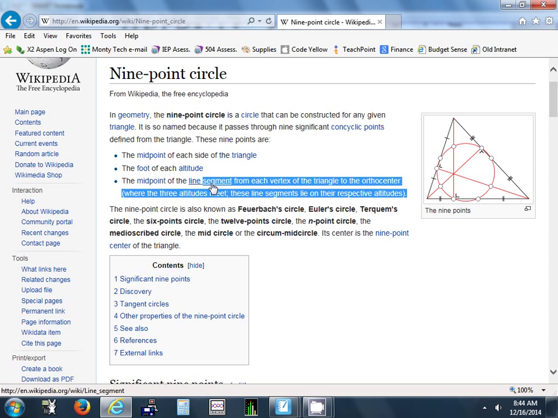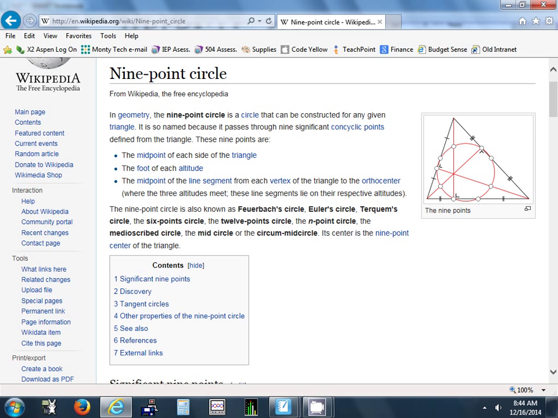And then you have this last one. I think that last one might be a little complicated, but it's the midpoint of the line segment between each vertex to the orthocenter. So we just talked about the orthocenter. The orthocenter is where all the altitudes meet. Well, if you find the orthocenter, put that point down, and then you draw in a line segment from each vertex to the orthocenter, the midpoint of that line segment, this is saying that is also the other 3 points. So that would be a little more complicated.